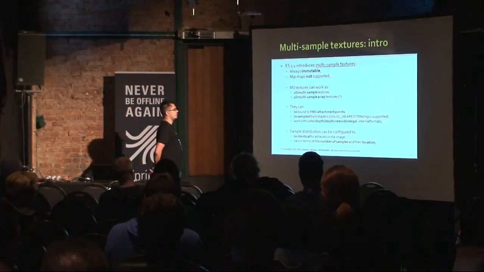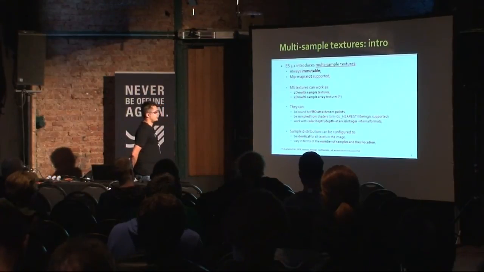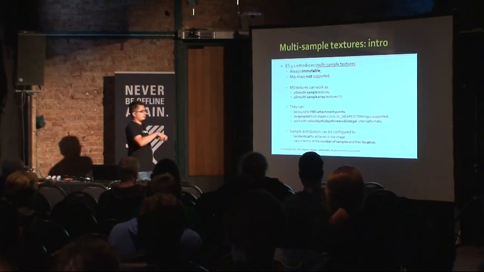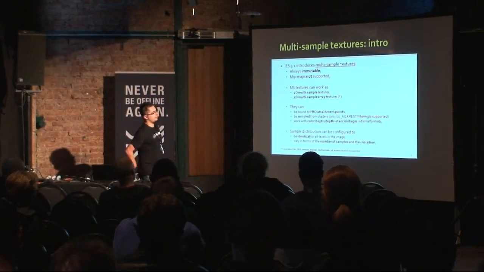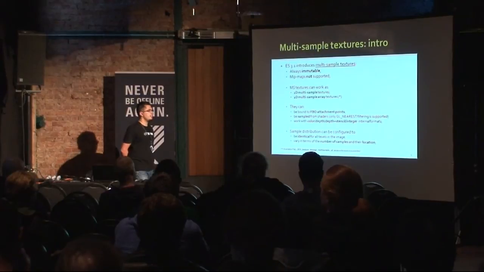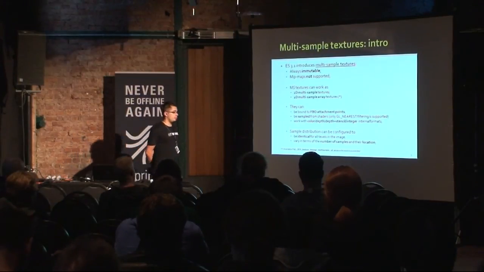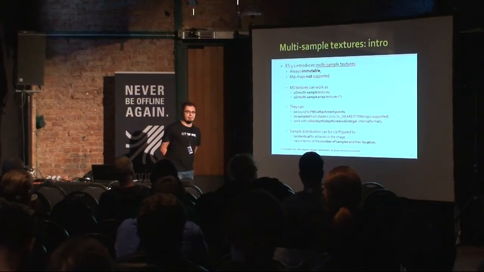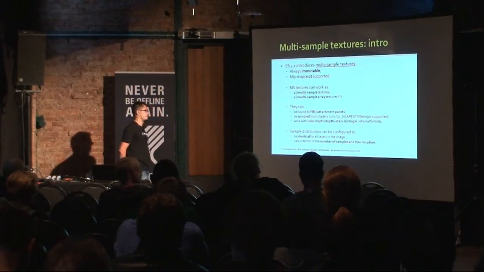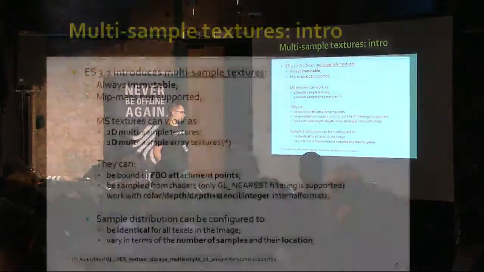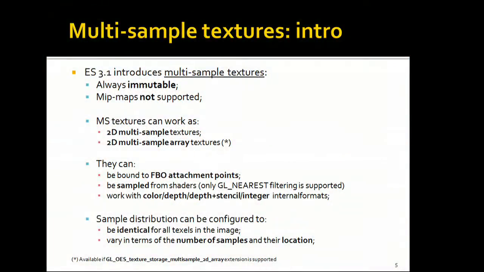Multi-sample textures can be bound to frame buffer attachment points, meaning that it's absolutely fine to render to multi-sample textures. You can also sample them from within the shaders, assuming that the only minification filtering you are going to be using is GL nearest. And finally, the textures can be used to work with color, depth, stencil, packed internal formats, as well as integer internal formats.